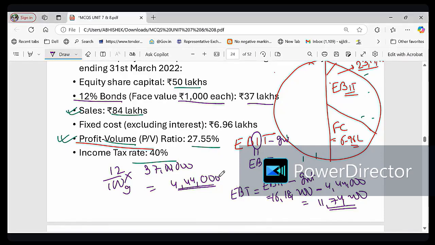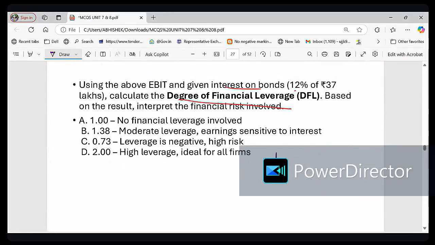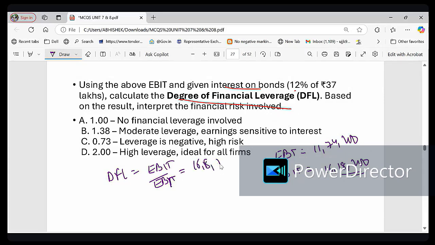Now let's come back to this question. We have to calculate the DFL, right? Options. So now we have calculated EBT. EBT is how much? 11,74,200. And what is EBIT? EBIT we have calculated as 16,18,200. What is our DFL? DFL is the ratio of EBIT upon EBT. So what will that be? It will be 16,18,200 divided by 11,74,200. So what value are you getting? Please tell me.